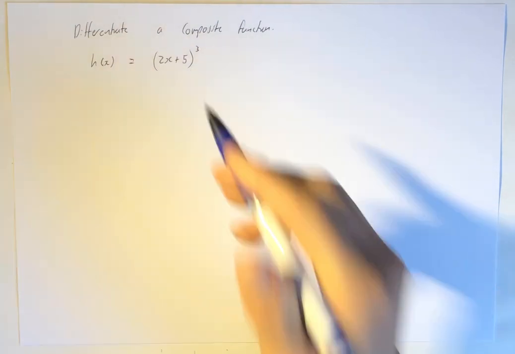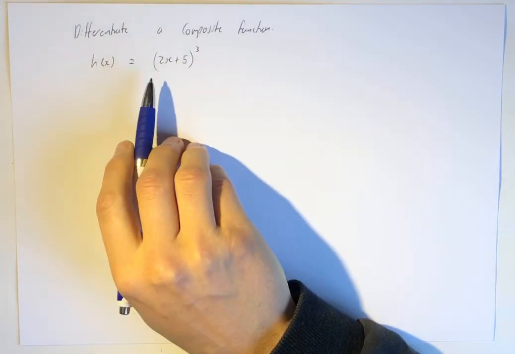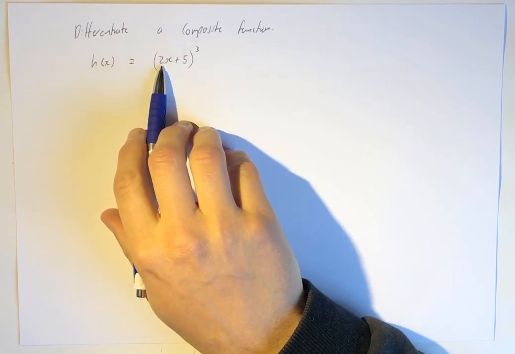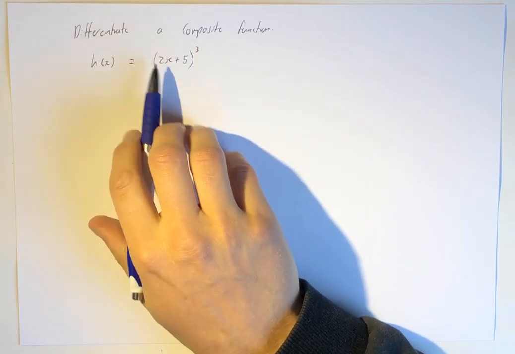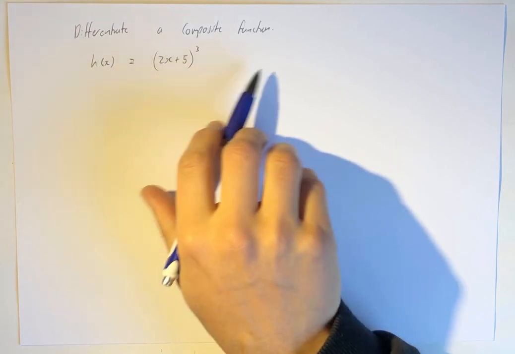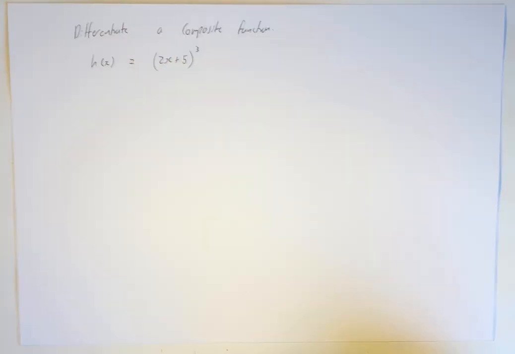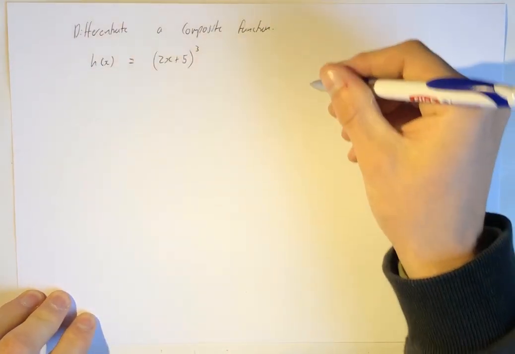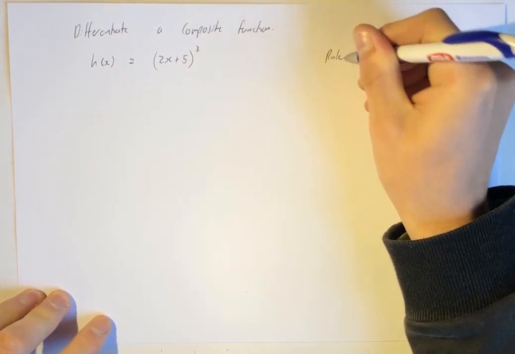So if I ask you to differentiate that now, you would probably have to go and expand this, right? So you're going to get 8x cubed at the start, and you're going to get 125 at the end, and it's going to be this really big polynomial, right? And it's going to take you a lot of time to expand that. But we have this special rule when differentiating composite functions. So let's have a look at the rule.